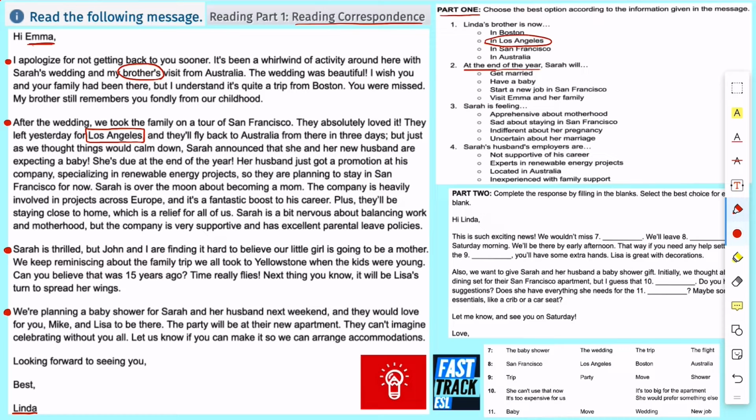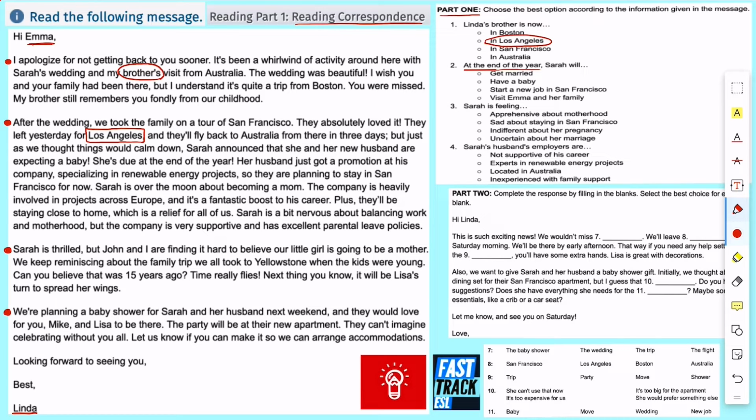And if you're good at scanning, then you don't necessarily need to read everything very closely, but rather you're just going to move your eyes very, very quickly over the passage and try to find something that means or is equivalent to, like a paraphrased form of, the phrase at the end of the year.